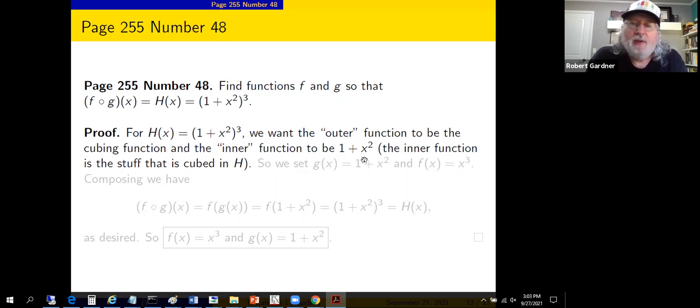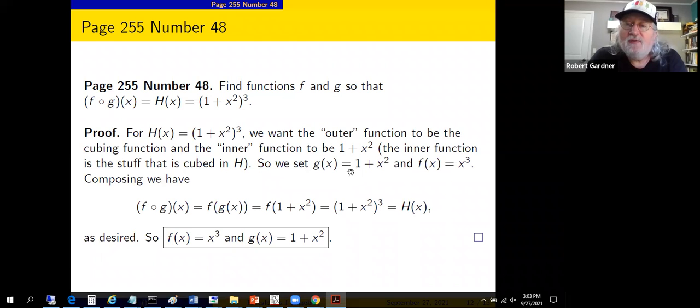Here we're looking at f composed with g of x. That means g is the inner function and f is the outer function. So I think we'll take this as g of x and the cubing function as the f function. That was a little imprecise. Let's make sure we got it right by computing f composed with g of x, with these as our candidate f and g functions.